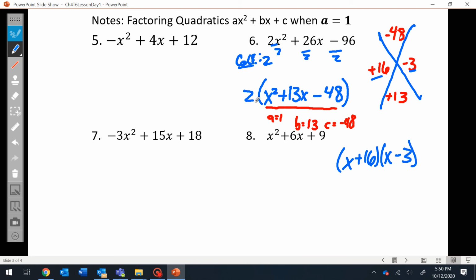Don't forget about the GCF though. The GCF was 2, so I need to include that. So my factorization for problem 6 is 2 times (x plus 16)(x minus 3).